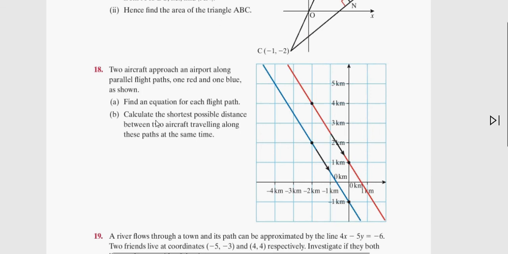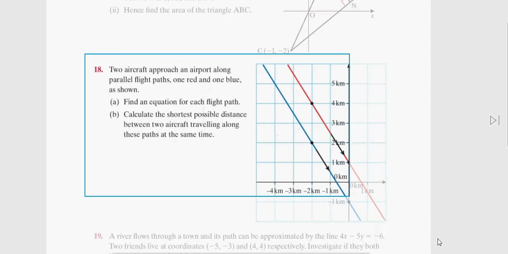Then in part 2, calculate the shortest possible distance between the two aircraft. That's the perpendicular distance between both of them. So, for argument's sake, please take this down now. Pick the point minus 2, 2. Pick that as your x1, y1. And then use the red line as the line. So you're getting the distance of minus 2, 2 to the red line. And that'll give you the answer using your D formula. You get what I'm saying? If you don't, I'll quickly show you.